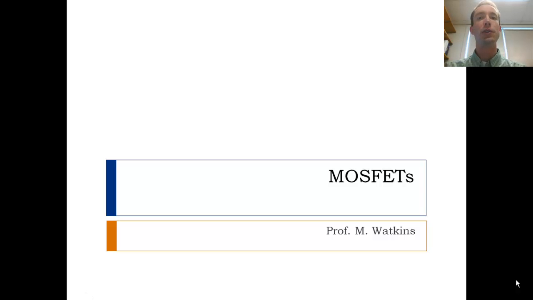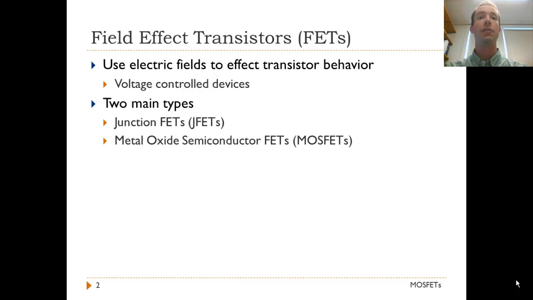Today we are going to be introducing the basics of field effect transistors, or FETs for short, specifically focusing on metal oxide semiconductor field effect transistors, or MOSFETs. Field effect transistors are transistors that use an electric field to control the current flowing through the transistor. They are voltage-controlled devices, as opposed to bipolar junction transistors, which are controlled by current and voltage.